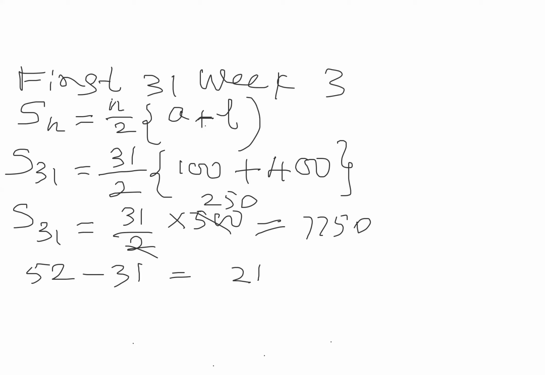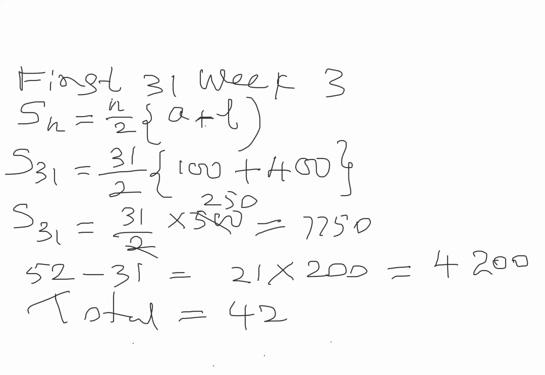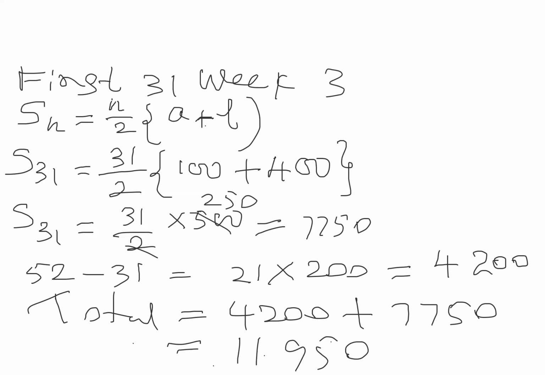For all 21 weeks, the same number of computers is going to be produced. The number is 200. Then it becomes 4,200. Then the total equals 4,200 plus 7,750, right? So you can find out the correct answer. Check whether my number is correct or not. I think it's okay, no? It's computers, yes. So this is the answer for the second part, right?